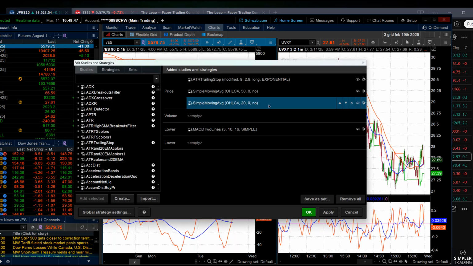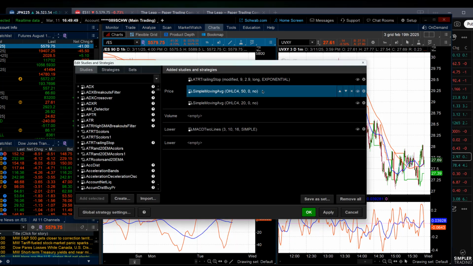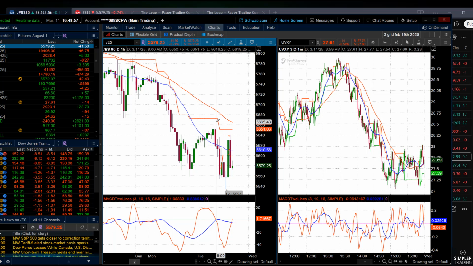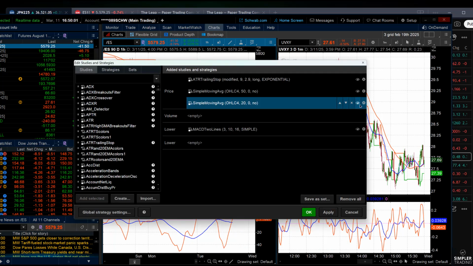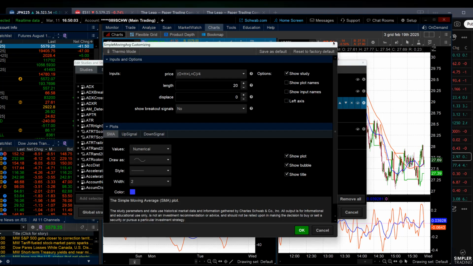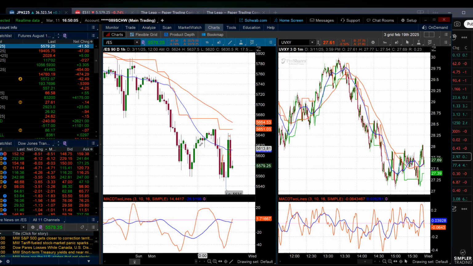For a longer term trend, I'll use the 50. For a shorter term trend, like a daily, I'll use a 50. On the intraday, I use a 20, and I'll show you. You'll be able to tell which one it is. Let's go into this. It's the blue. So the blue is the 20. I use the 20 and the ATR trailing stop combined with the MACD.